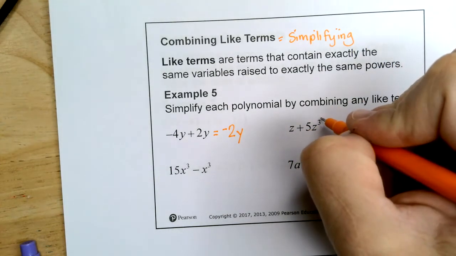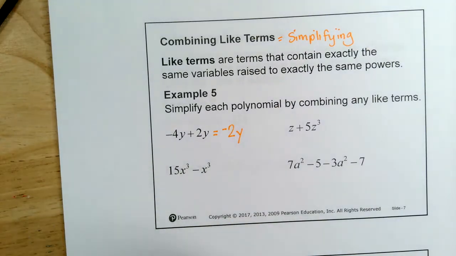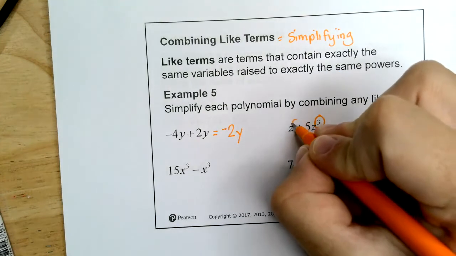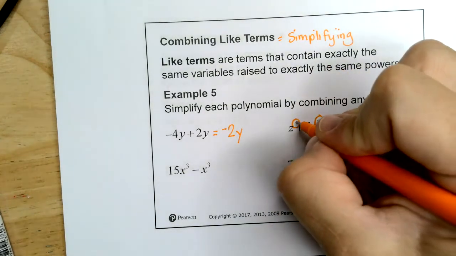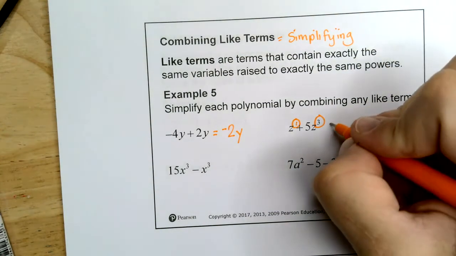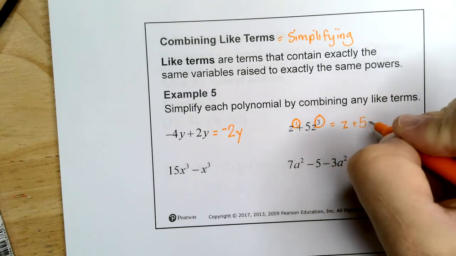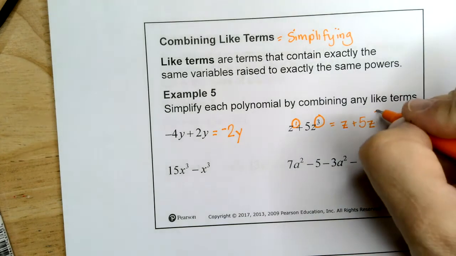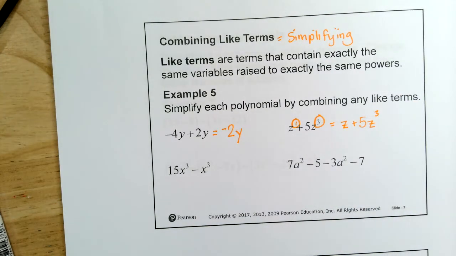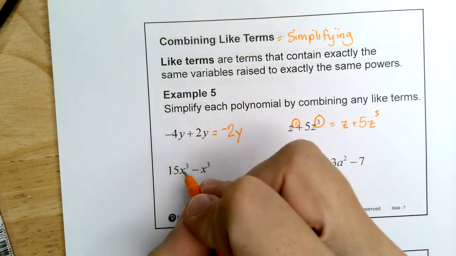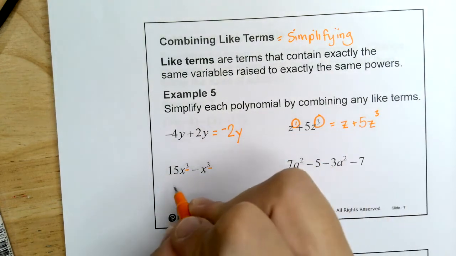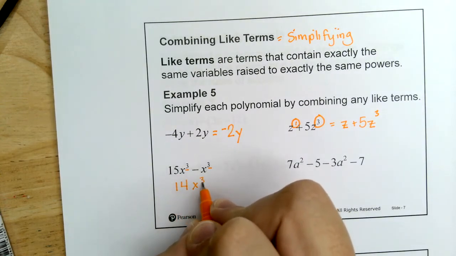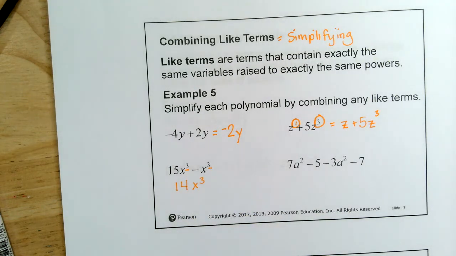z plus 5z cubed. This one has a 3. This one has an understood 1, right? Those are not like terms. Can't do anything. You just leave it alone. z plus 5z to the third stays z plus 5z to the third, okay? However, this x to the third also has an x to the third. So it's like saying 15 minus 1 is 14. x to the third stays the same, okay?